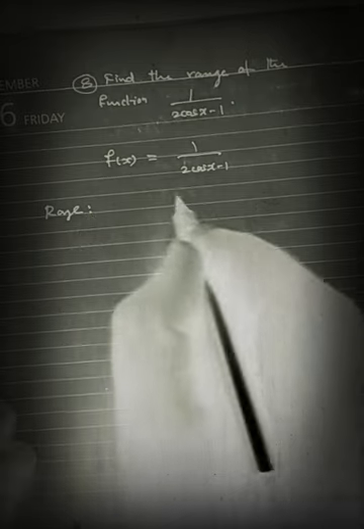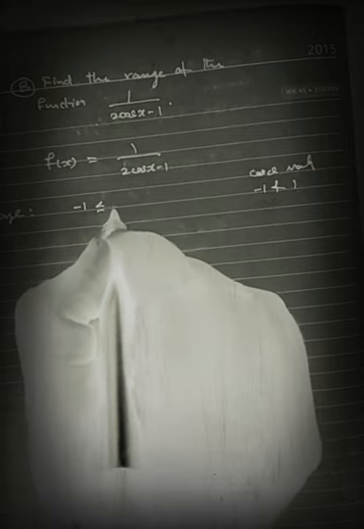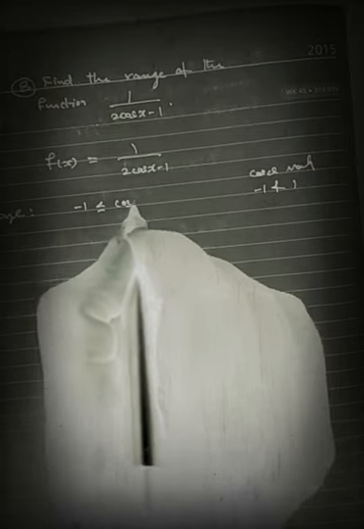It is similar to this one. They are asking to find the range of the function 1 by 2 cos x. Range is nothing but what values will come if you substitute here. To find this range, we know the cos value always lies between minus 1 and plus 1, isn't it? So I am writing minus 1 less than or equal to cos x less than or equal to 1.